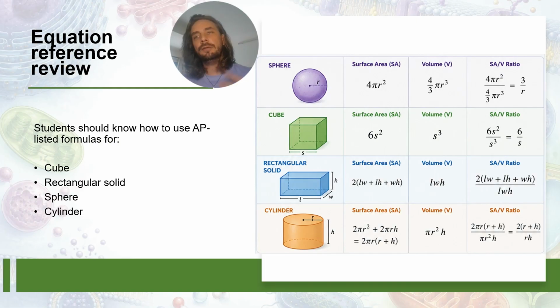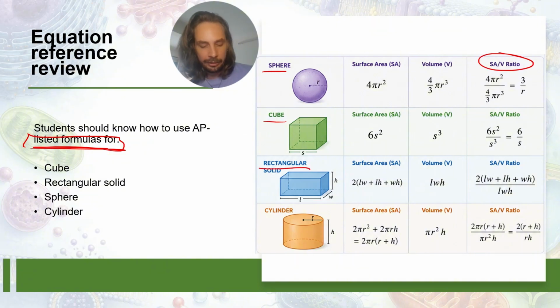This is just the reference review. And remember, you will get all these formulas in your AP listed formulas. Okay, so with the test, you will get a sheet with all the formulas that you need. You just need to know how to use these formulas. And you need to be able to calculate the surface area and surface area to volume ratio for a sphere, a cube, a rectangular solid, and a cylinder.